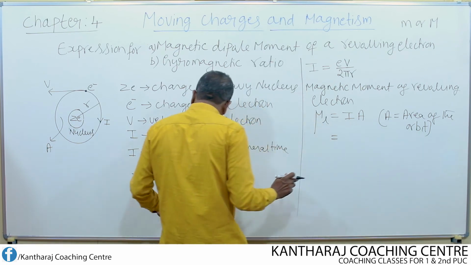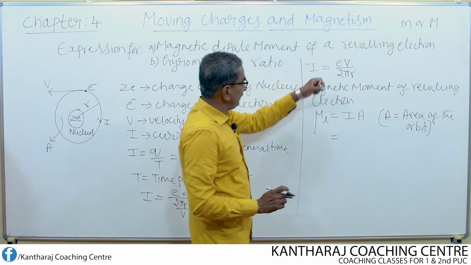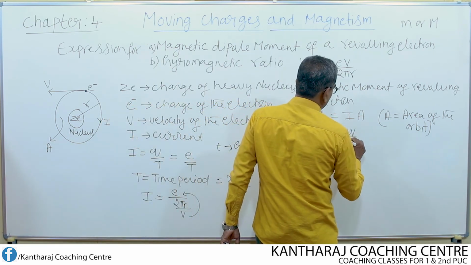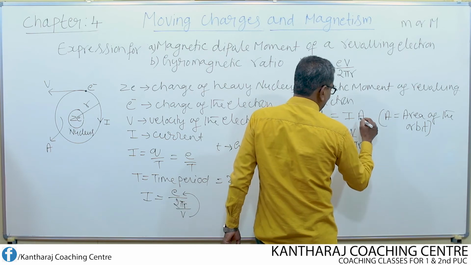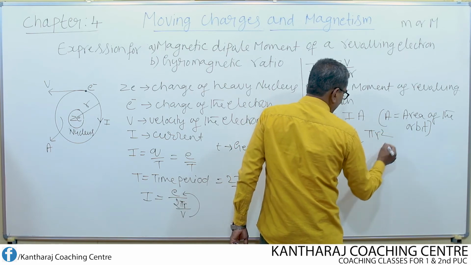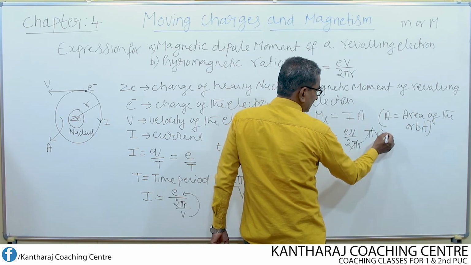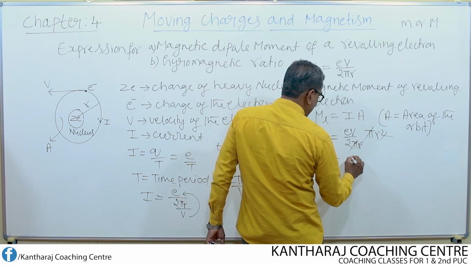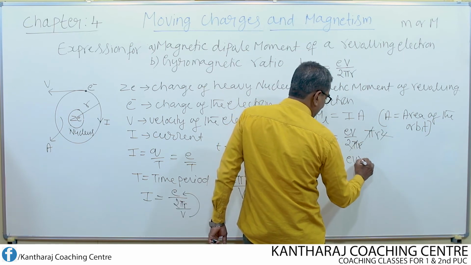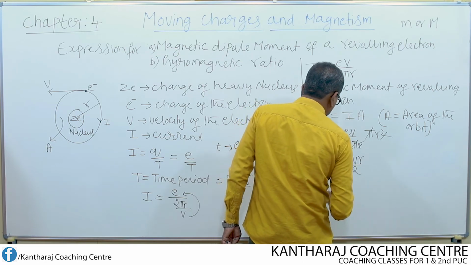Then I can substitute here EV divided by 2 pi R, and the area of the circular path means pi R squared. So pi and pi get cancelled, one R and R get cancelled. Now it is EV, one R is left, and in the denominator 2 is left.